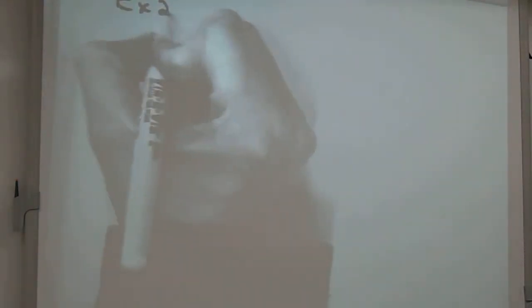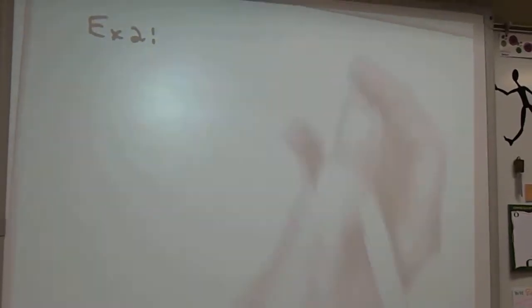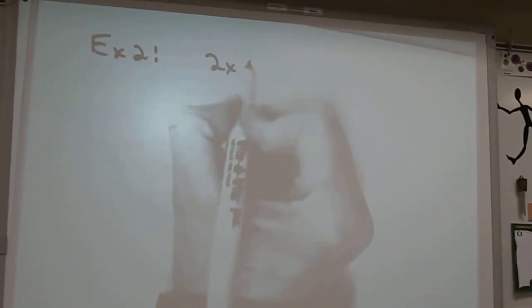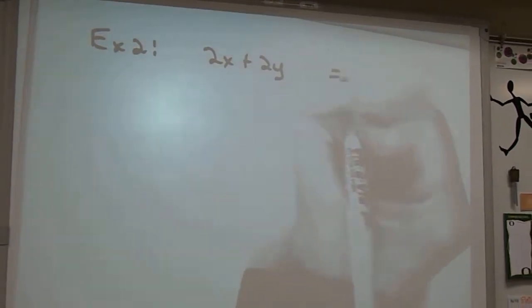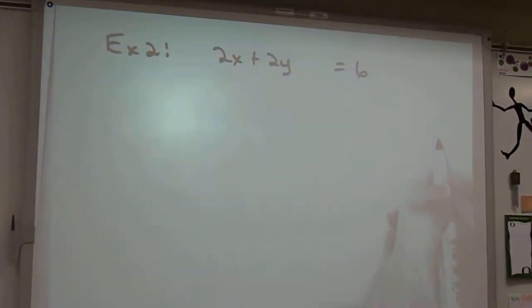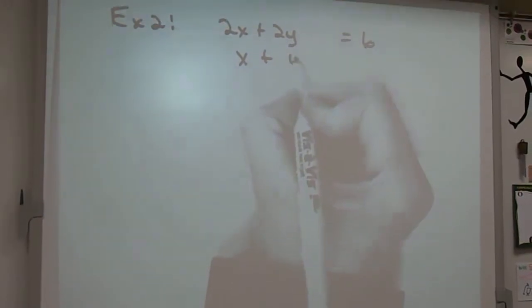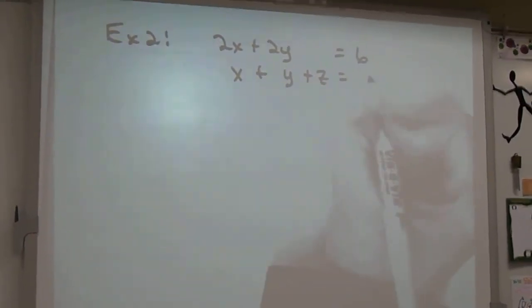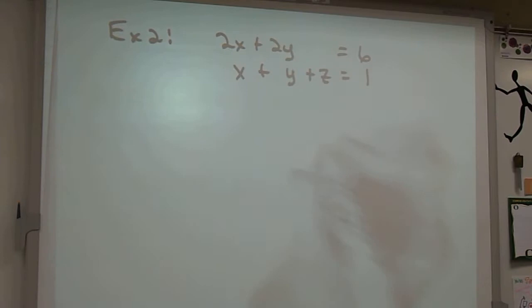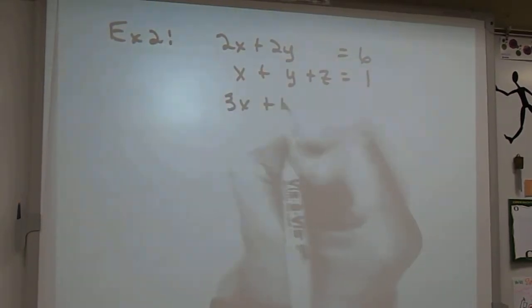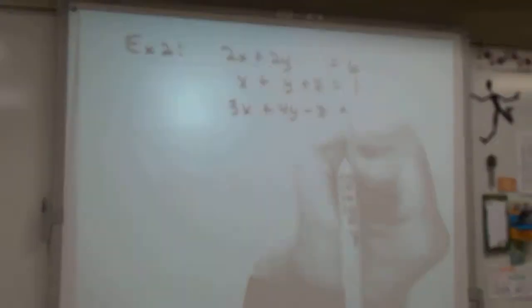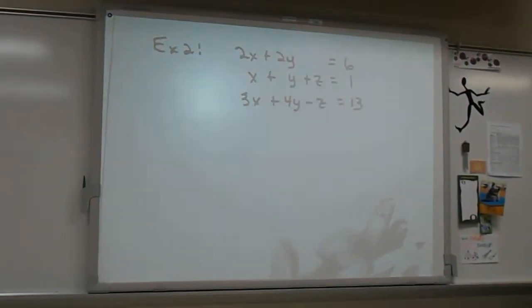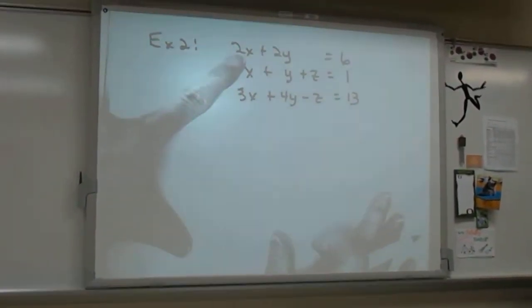All right, let's do a 3 by 3. So this is our example 2. Equations, your first equation, 2x plus 2y equals 6. X plus y plus z equals 1. 3x plus 4y minus z equals 13. Those are our three equations. You can see our three variables we want to solve for, x, y, and z.